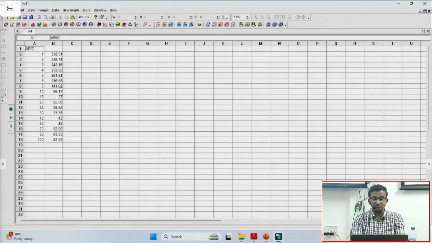So here it is like that. This is A by 2, in meters, and this is your electrode spacing, A by 2. And this is the rho A, apparent resistivity, in ohm-meters.